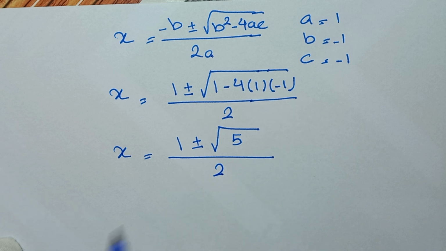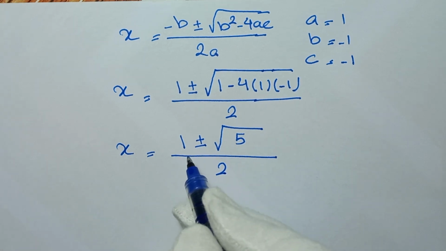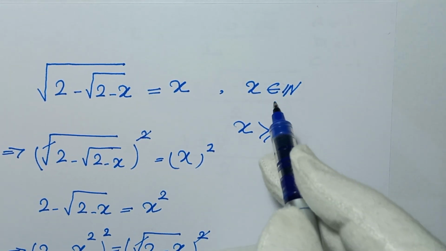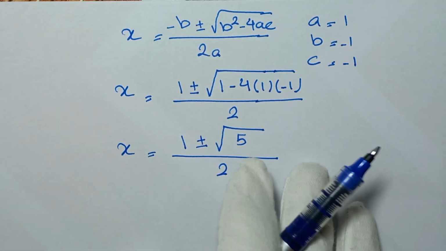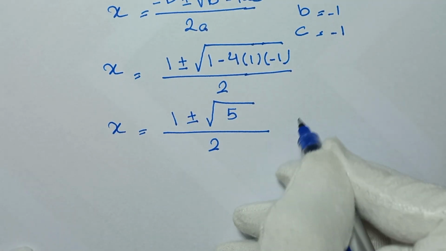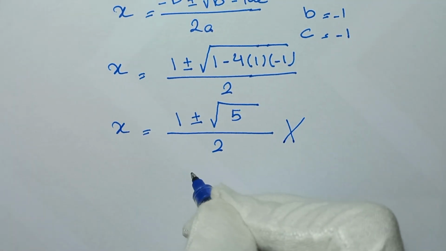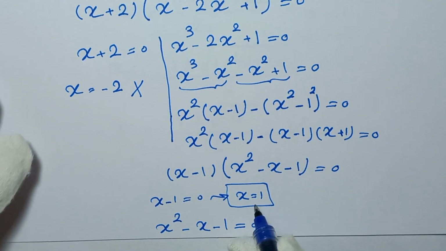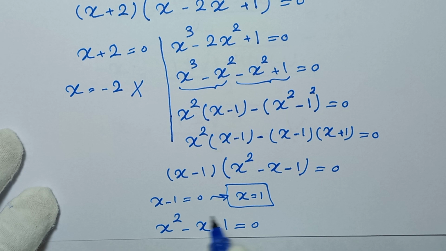So, in here we have two answers for x, but our condition in here is x should be an element of natural numbers. So, in here, this is not a natural number, so we reject this answer. So, our final answer is x is equal to 1, and we check if our answer is correct.